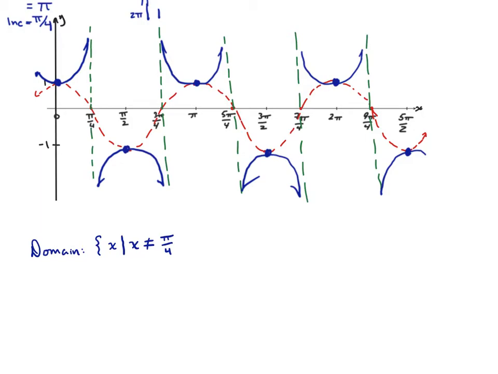Now, how long is it before our next value that we cannot allow x to be? From pi over 4 to 3 pi over 4, this is an increment of pi. Likewise to our next asymptote, pi. So it's every pi units. So we would say plus pi k.